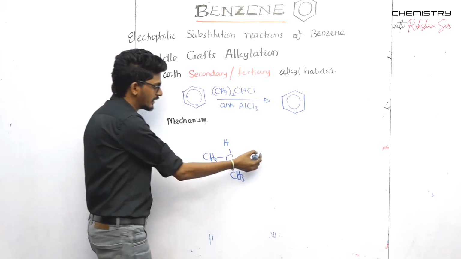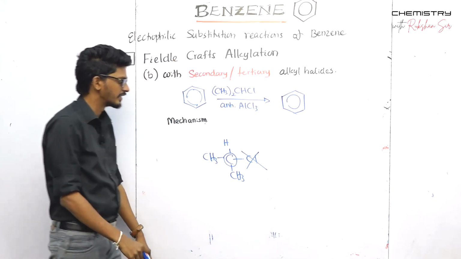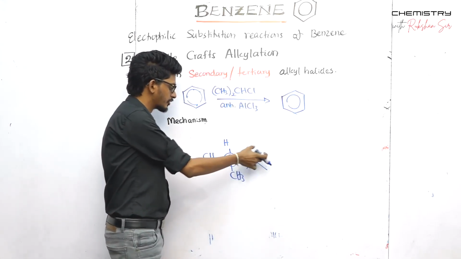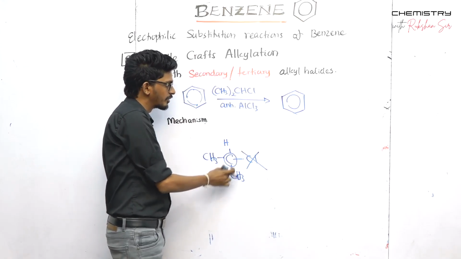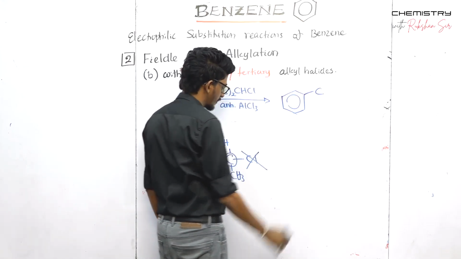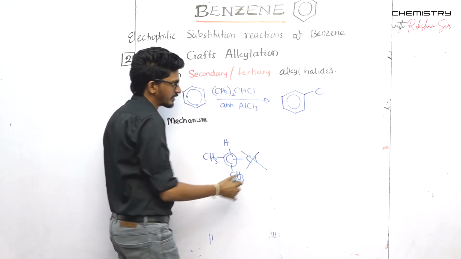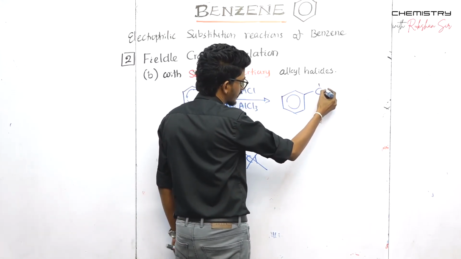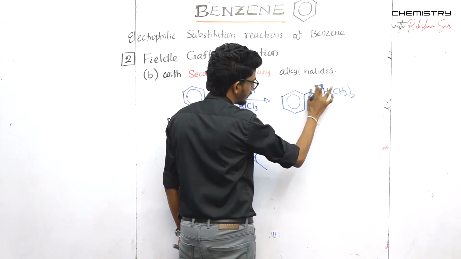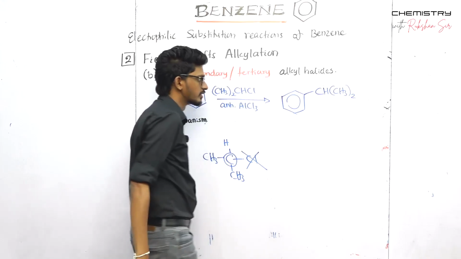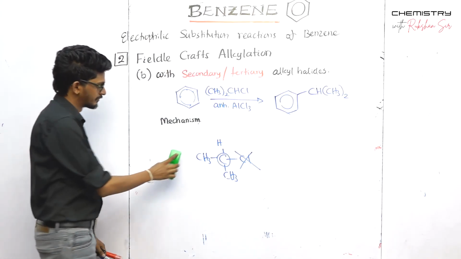So this chlorine leaves, and this carbon connects to the benzene ring. As halogens are considered good leaving groups, that will leave, and with that bond, the carbon will connect to the benzene ring, right? So that carbon is appearing with two CH3 groups and one hydrogen, right? So you can write it like this, no worries. Okay, so let's come up with the mechanism here.